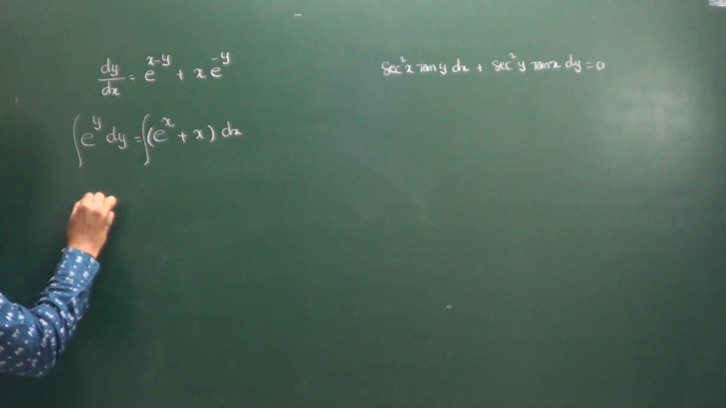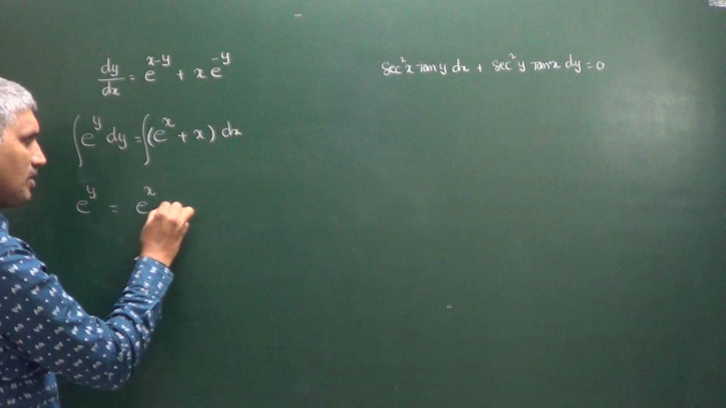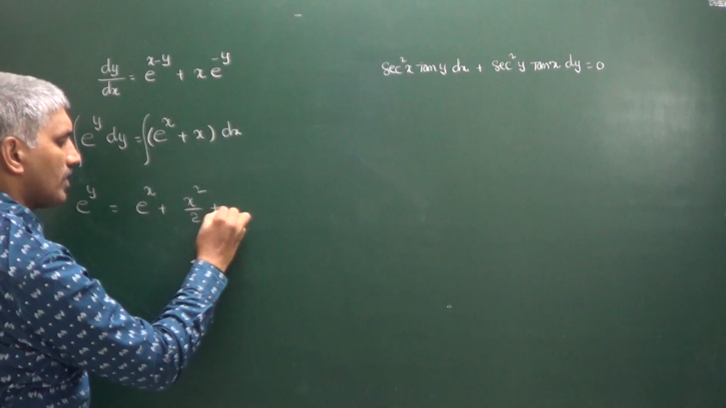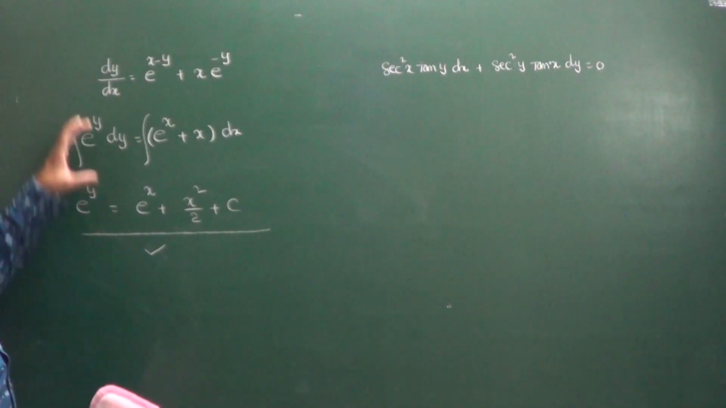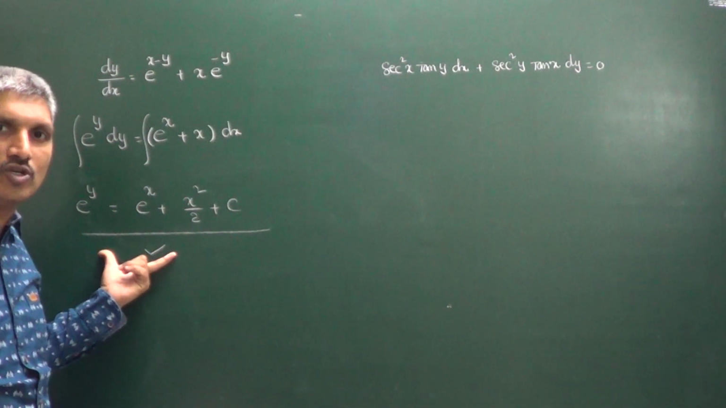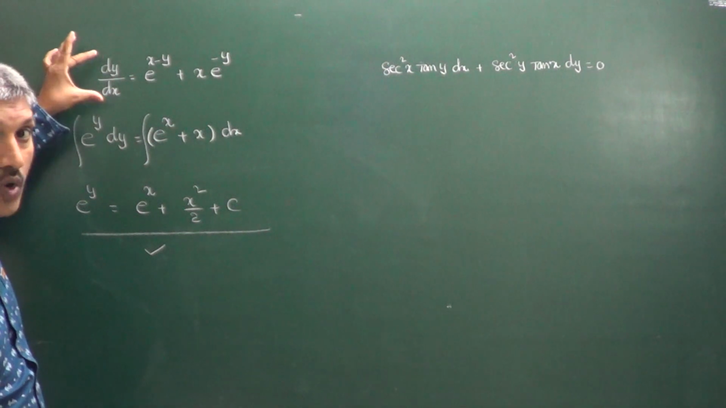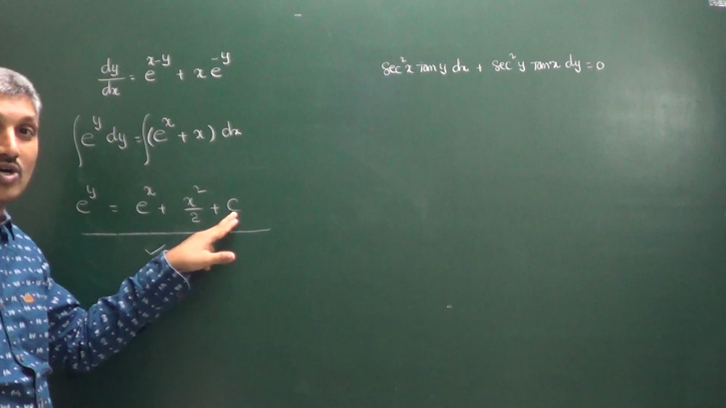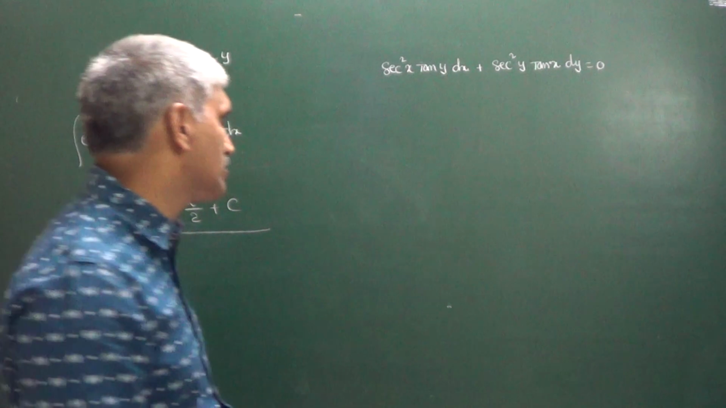e power y integration is e power y is equals to e power x integration is e power x plus x integration is x square by 2 plus the constant of integration. This is the solution for this differential equation. This solution is called general solution for the differential equation, because order of the differential equation is 1. The number of arbitrary constants in the general solution is also 1. This solution is a general solution for the given differential equation.